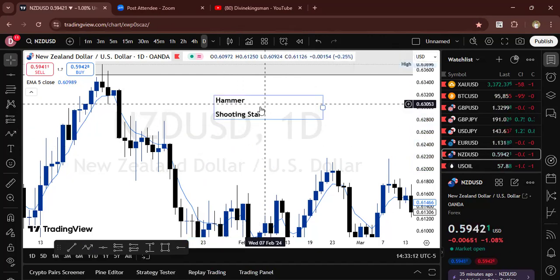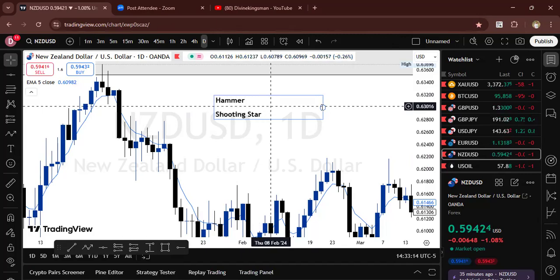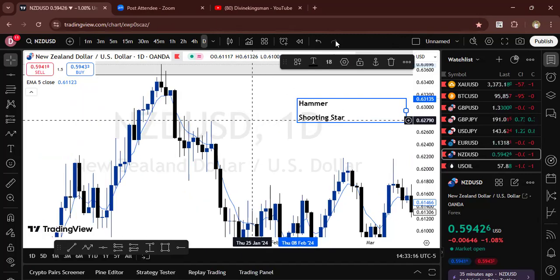And you can call these two candlestick patterns pin bar.